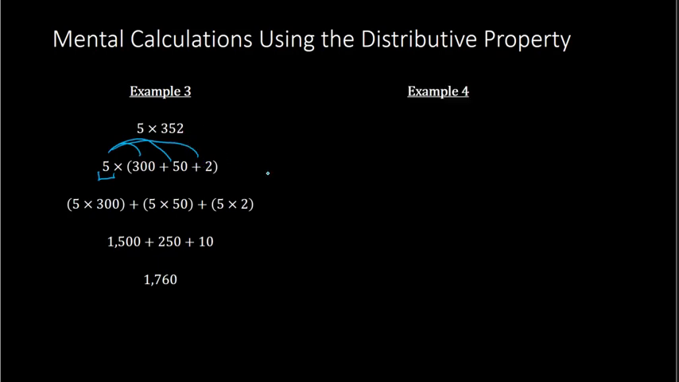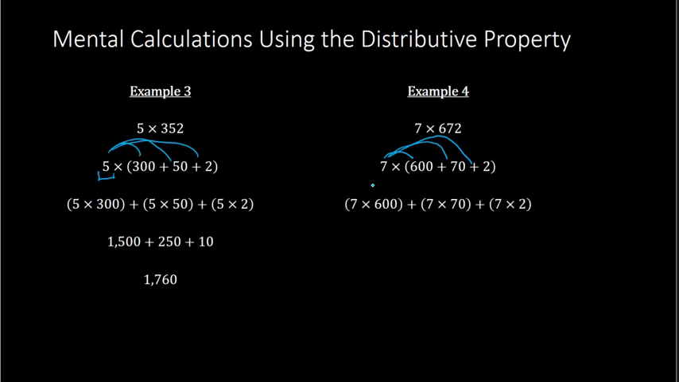One more example. Here we have 7 times 672. Again, we're going to take the 672 and break it apart as 600 plus 70 plus 2. And then we distribute. So we take the 7, multiply it by 600, and then times 70, and then times 2. So we have 7 times 600 plus 7 times 70 plus 7 times 2. 7 times 6 is 42, so we have 4200. 7 times 70 is 490. 7 times 7 is 49. I just put a 0 at the end. And then 7 times 2 is 14.